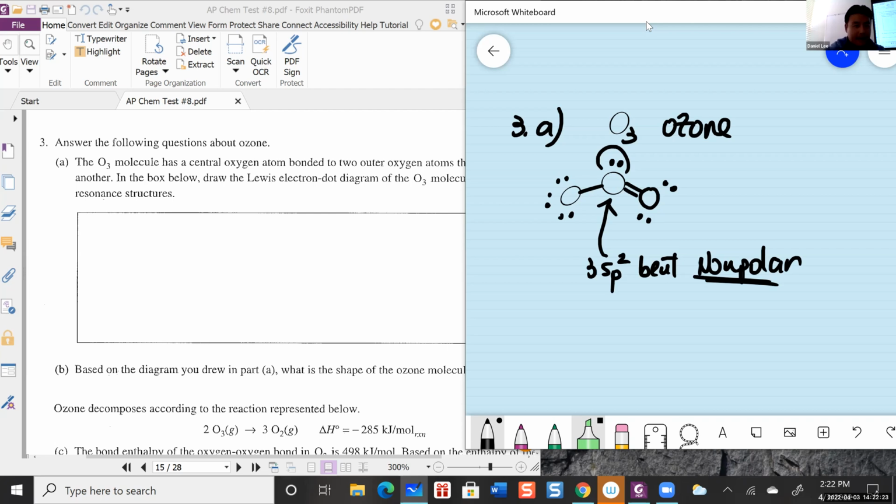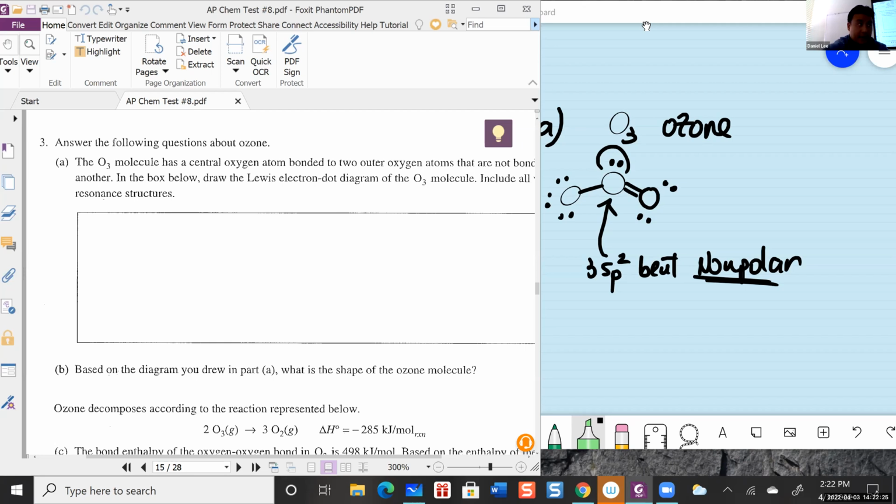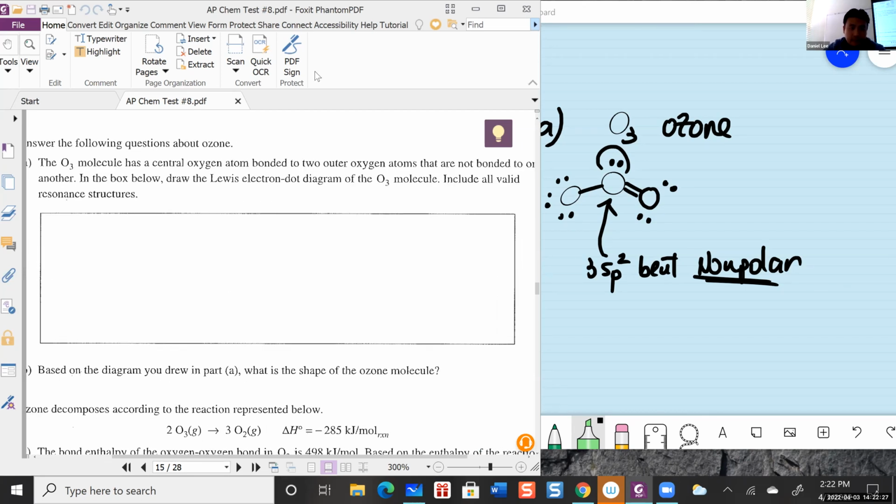Okay, so the question, part A3. They give you the clue how to draw this. It says that O3 has a central oxygen bonded to 2 outer oxygens that are not bonded to each other, so it's not a circle.